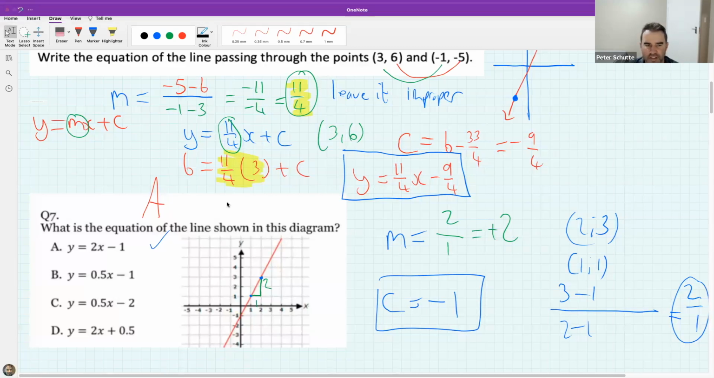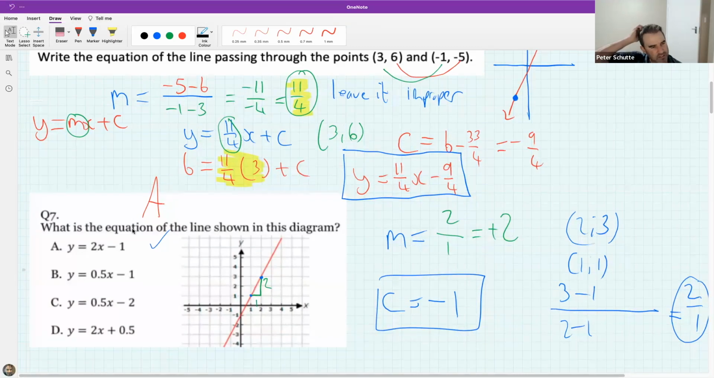Quick little vote. Thumbs up if you could follow how I did question 7. Thumbs down if you feel a bit unsure about question 7. Okay, there's a pretty decent mixture.